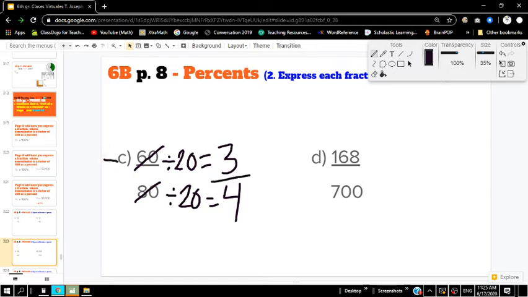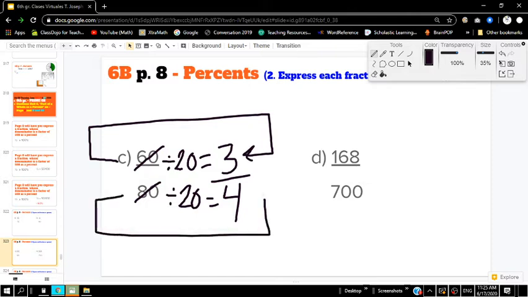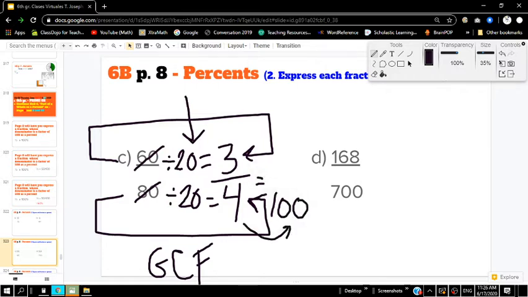You'll notice I took this 60 and I changed it to 3. And I took this 80 and I changed it to 4 because I divided both numbers by the same factor, the greatest common factor. This is called the greatest common factor. So 3/4, what is that as a percent? Well, I can equate this to 100 if I really want to. 4 times what number equals 100? Well, that's times 25. So 3 times 25 equals what?